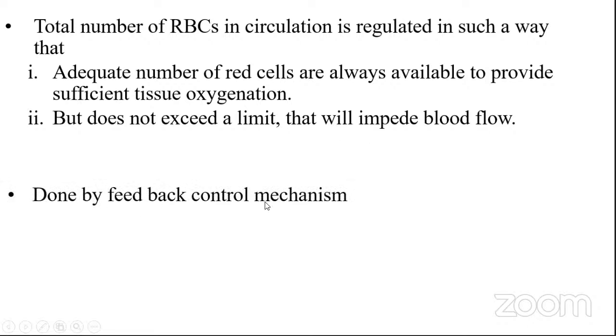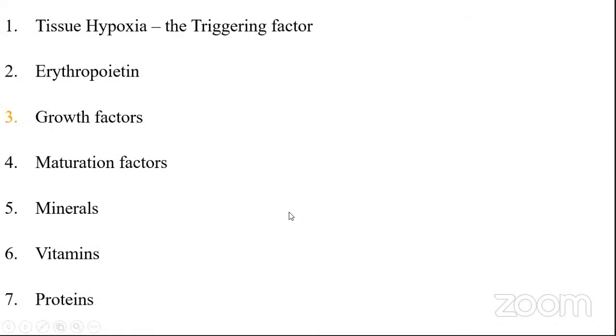So it is done by a feedback control mechanism. So what are the factors? The main one is the tissue hypoxia, which is the triggering factor for erythropoiesis. Mainly the renal hypoxia, that is very important, that we will discuss in the coming slides. Next is erythropoietin, which is the main hormone for erythropoiesis. Next, growth factors and maturation factors are required. Various minerals, vitamins, and proteins are also very important for the regulation of erythropoiesis. So coming one by one.